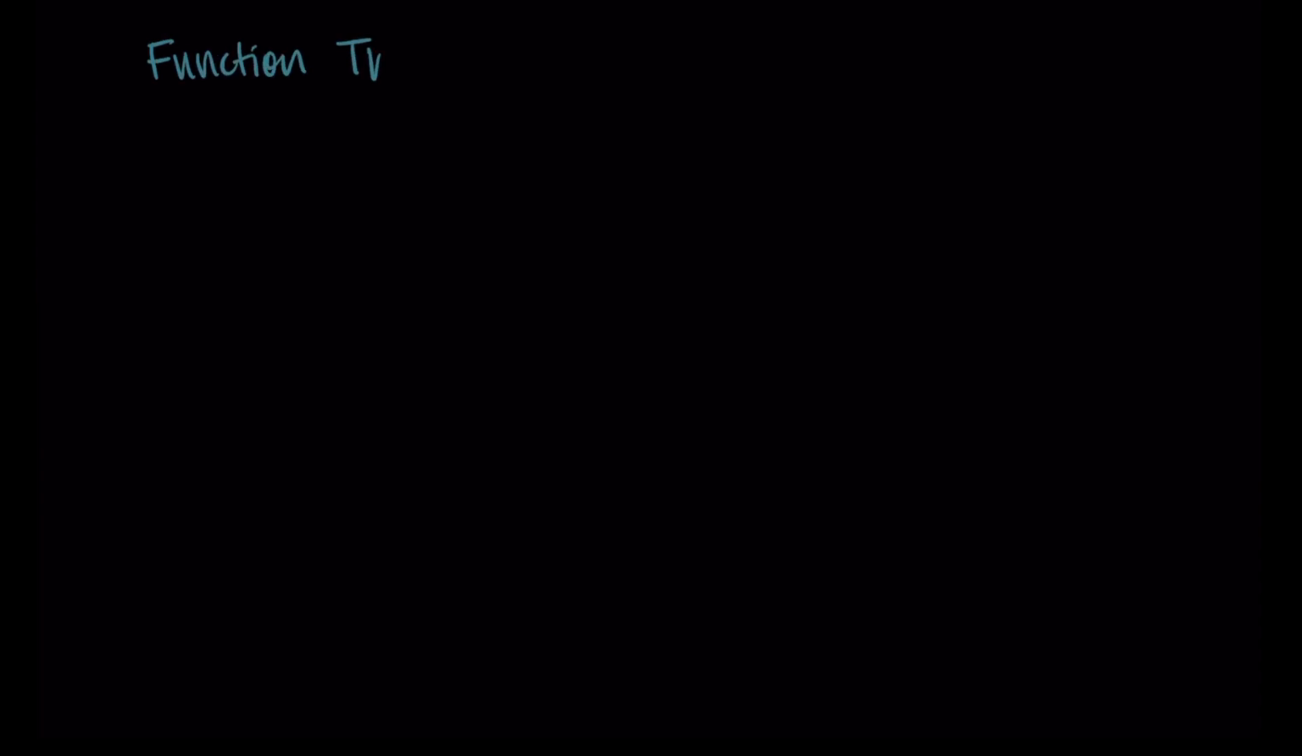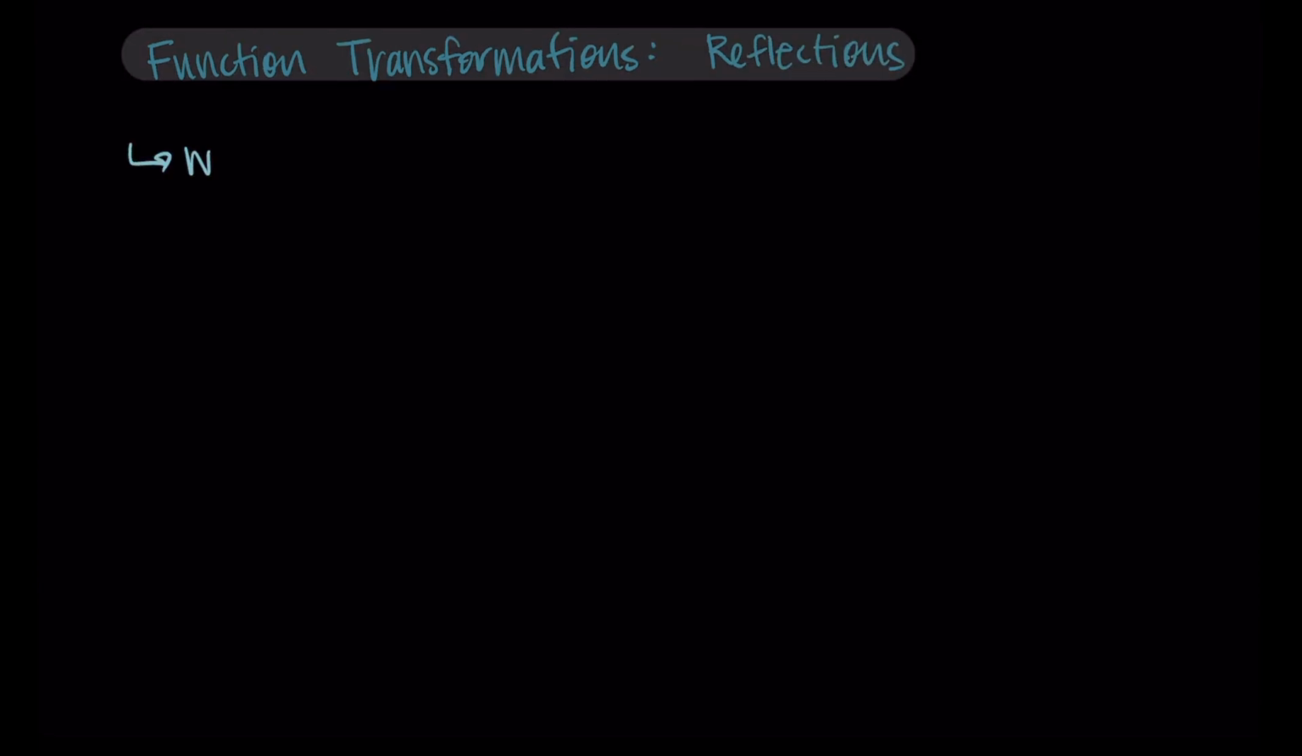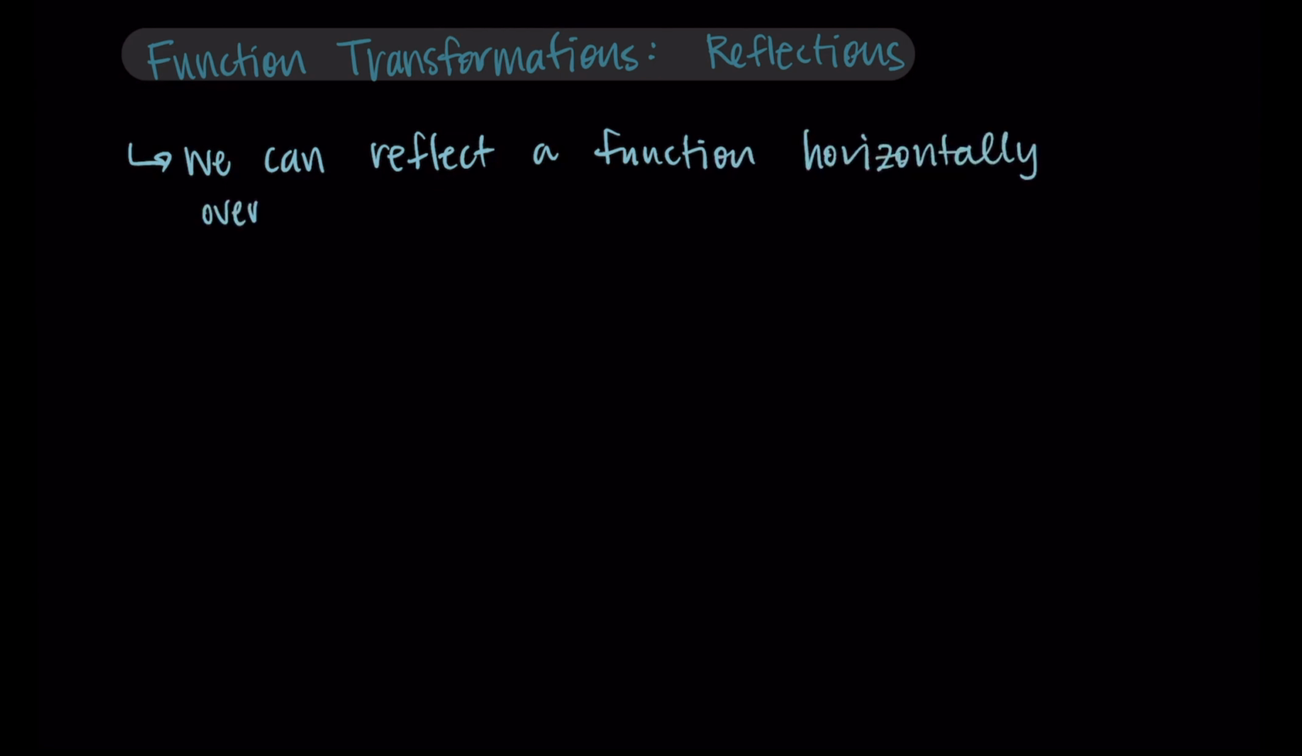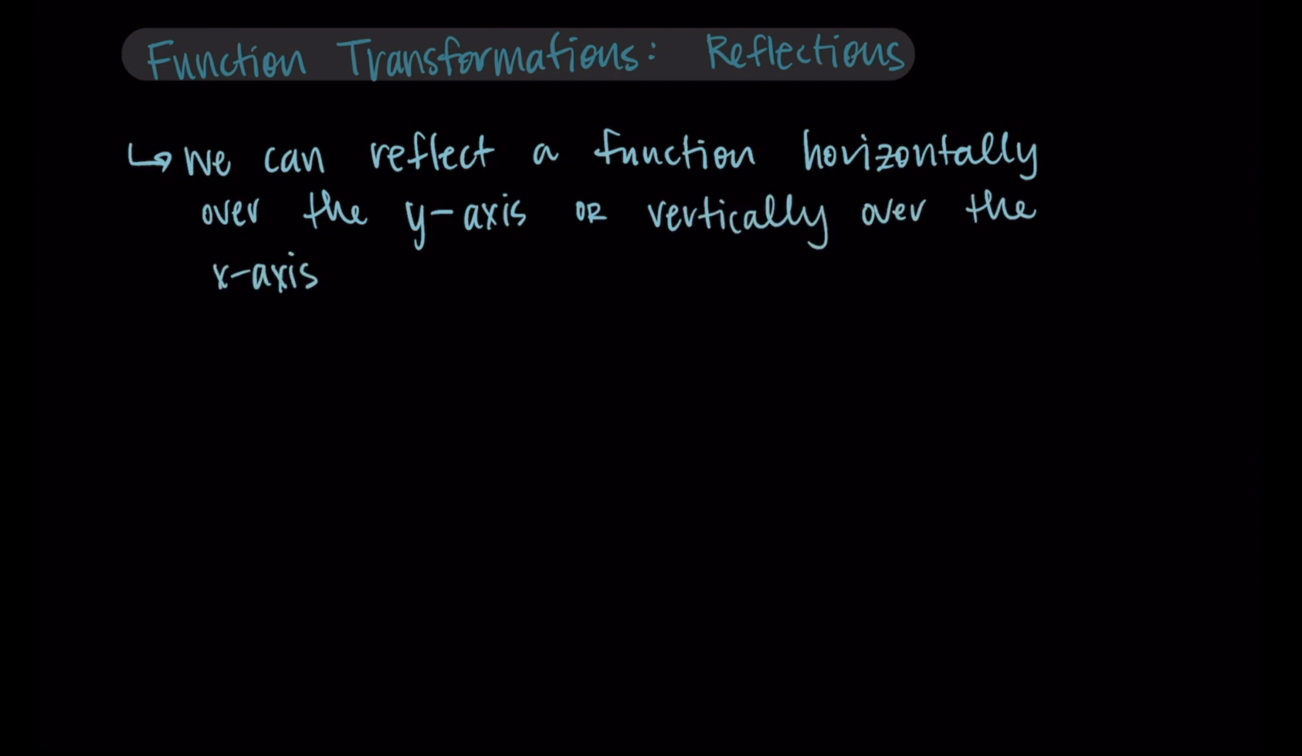Hi and welcome back. In this video, we're going to be talking about reflections, which are a specific type of function transformation. So the idea here is that we can reflect a function either horizontally, which would happen over the y-axis, or vertically, which would happen over the x-axis. This is assuming that we have an x and y axes. You can of course do reflections on different axes. The point here is that we can do them either horizontally or vertically.